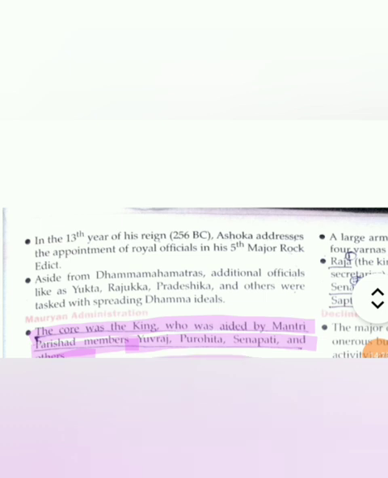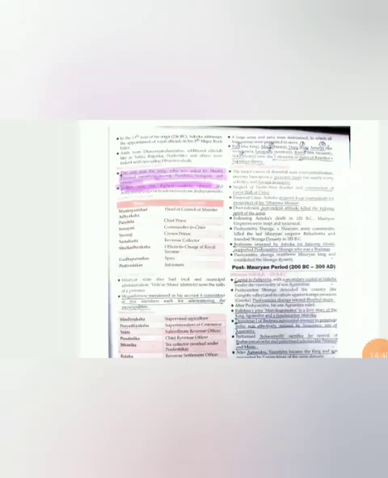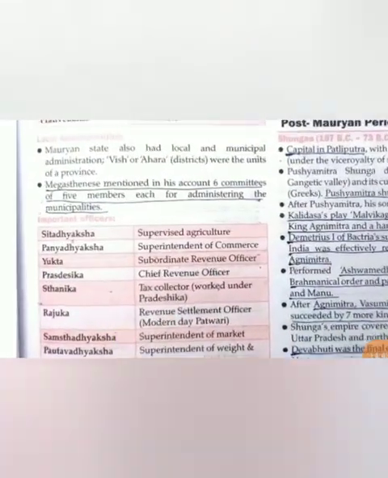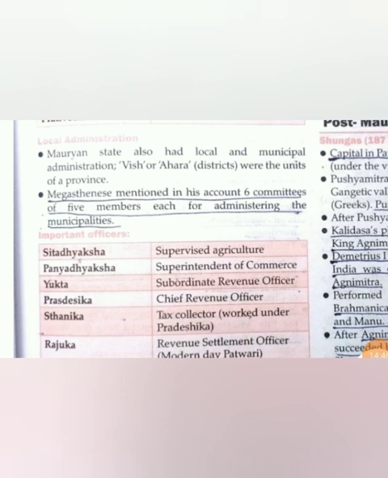Tirthas were the highest ranking officers. So the highest ranking officers were the Tirthas. Okay. Megasthenes mentioned in his account 6 committees of 5 members each for administering the municipality. So Megasthenes wrote in his book Indica that there were 6 committees for local administration. There were 6 committees, and each committee had 5 members.